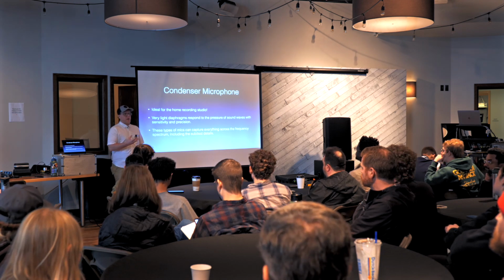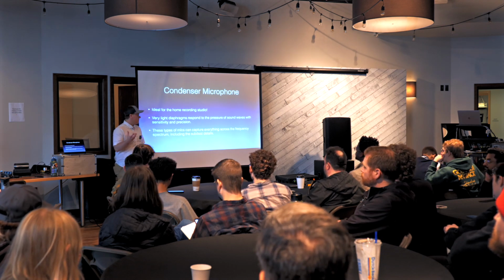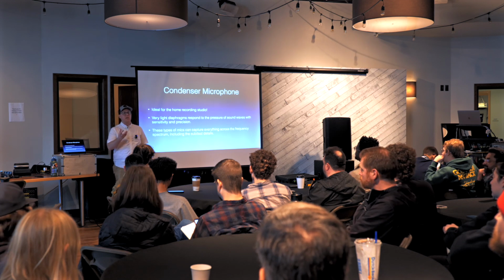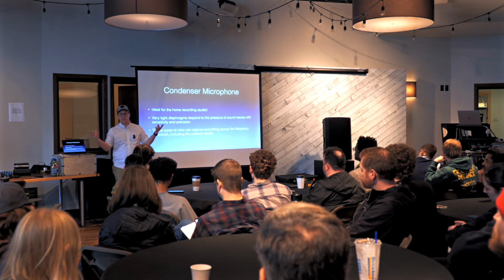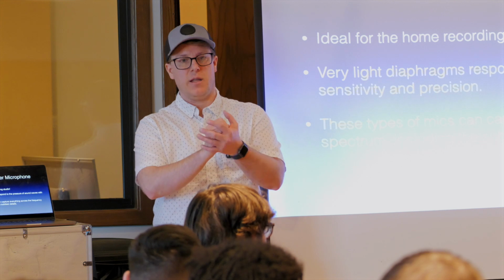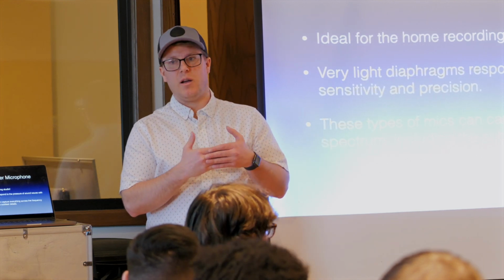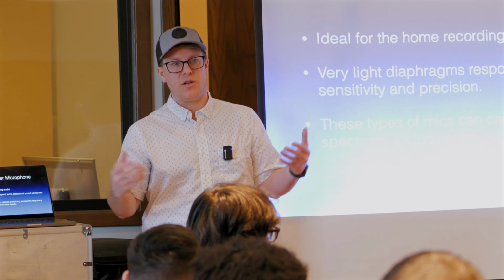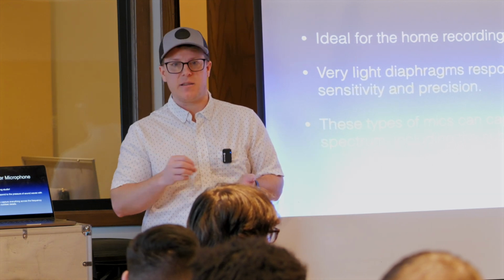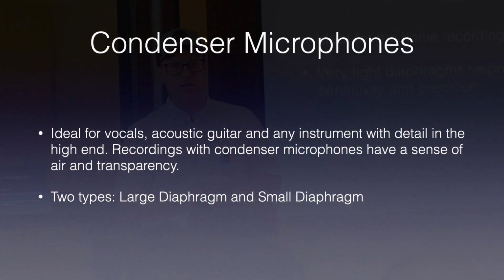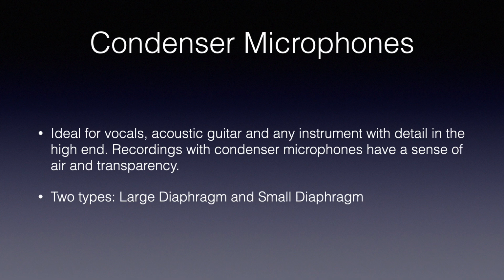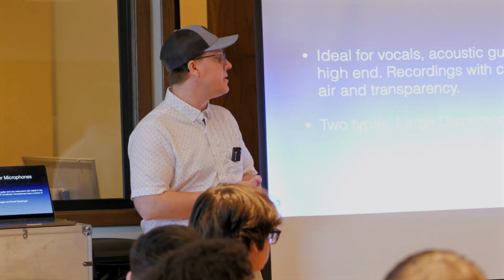Think of it like this: if you have condenser microphones set up in the room, you're going to hear a lot more of the acoustics of the room, versus a dynamic microphone that's picking up the source directly. They're really good at picking up across the frequency range with subtle transients, the source of the sound. So they're ideal for vocals, acoustic guitar, any instrument with detail in the high end. They have this crispiness to them, lots of air and transparency.